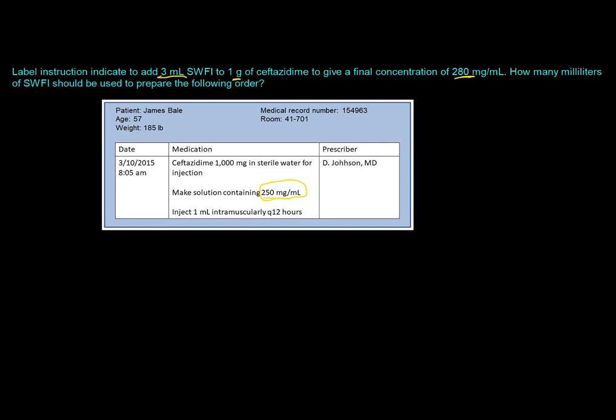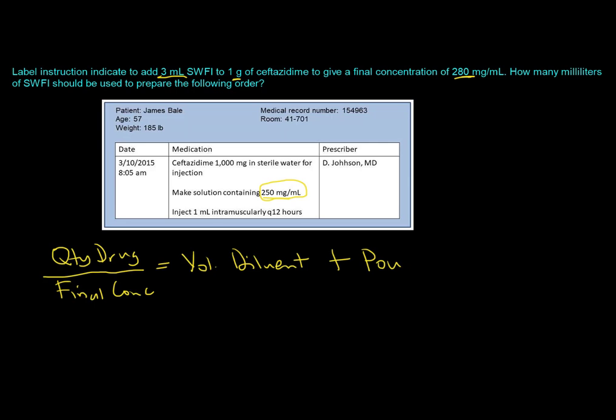First of all, we know that the quantity of drug divided by the final concentration is going to be equal to the volume of your diluent plus the powder volume. Okay? And so what that means is we have 1,000 milligrams, and this is from the 1 gram, divided by the 280 milligrams per ml, and that should give us 3 ml plus the powder volume, which we do not know.